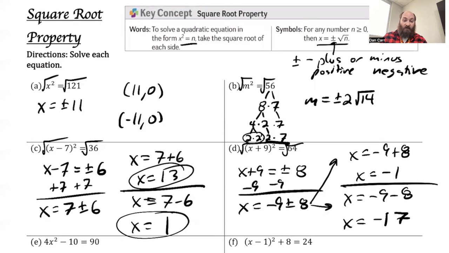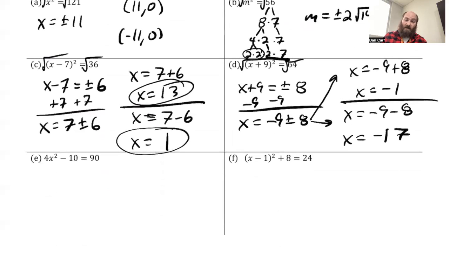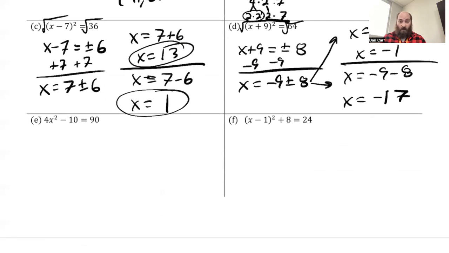After that, we're just going to add more steps into the process. The key here is we have to have it as a parentheses squared equals a number, or x squared equals a number. So when I look at this problem here, we have 4x squared minus 10. I cannot take the square root yet. Instead, I'm going to do my process of undoing these other steps first. So think of it this way.